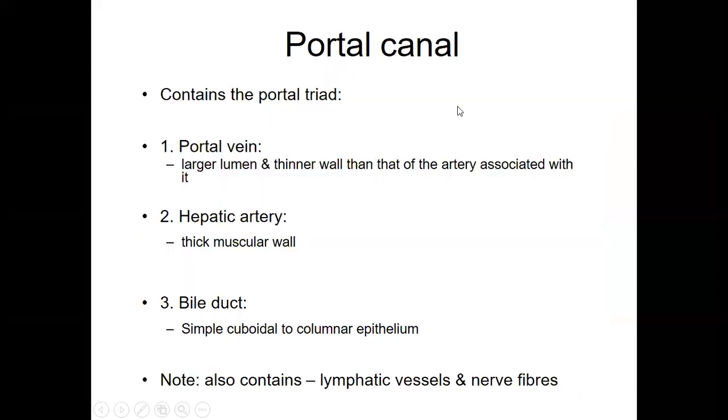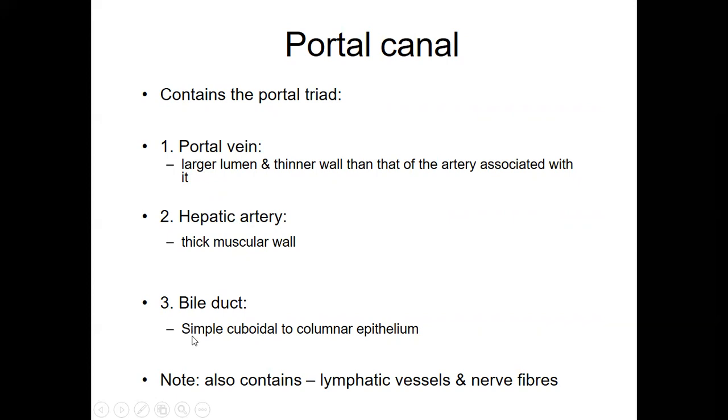Okay, the portal canal contains the portal triad. This is the component of the portal triad. We have the portal vein. So how do you differentiate the portal vein from the hepatic artery? The portal vein usually has a larger lumen and thinner wall than the artery associated with it. The hepatic artery usually has a thick muscular wall compared to the portal vein, which has a thinner wall and larger lumen.